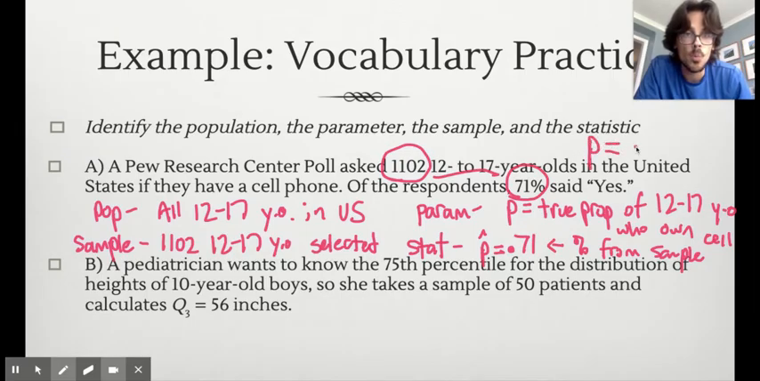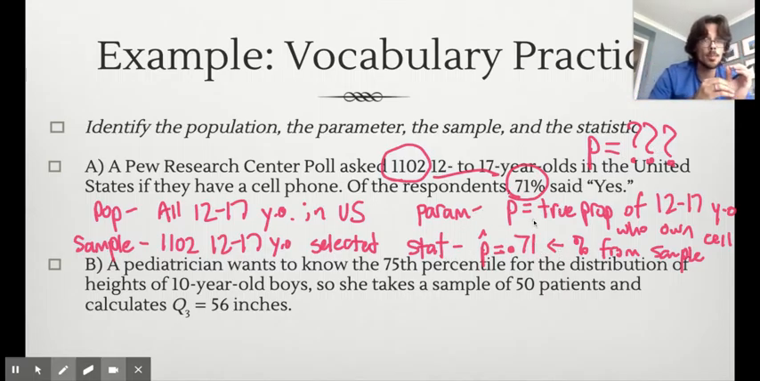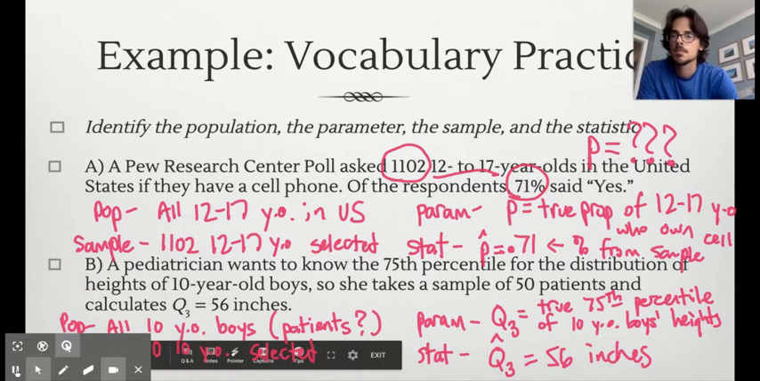P itself, we don't know. We're trying to figure out P, or estimate real P, using p-hat. That's the idea of a parameter and a statistic. So I'm going to pause myself and then write down answers for this one at the bottom there, but you should do the same. So pause me and try the second one for yourself, writing out those 4 things.